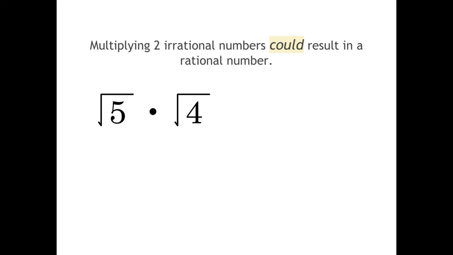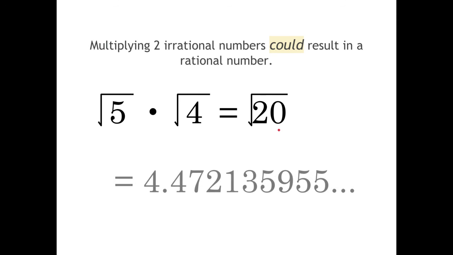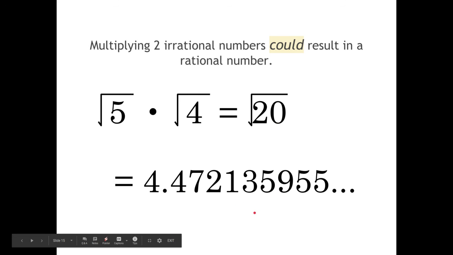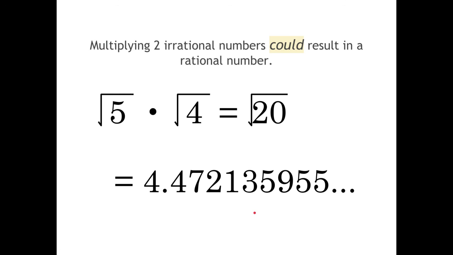Radical 5 times radical 4 will equal radical 20. Radical 20 is not a perfect square, right? There's no integer that multiplies by itself to equal 20. 5 times 5 is 25, so radical 20 is going to be irrational. If you put it into the calculator, you'll get 4.47213595555, and it just keeps on going, no pattern, forever, so therefore it's irrational.